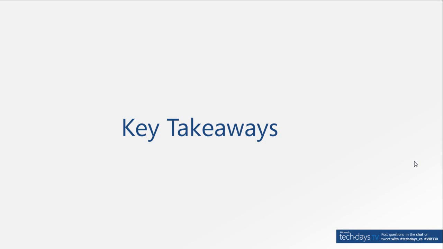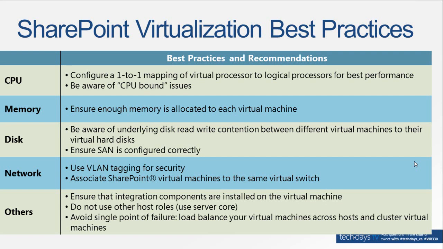So, your key takeaways for this particular session. Very, very straightforward. On the best practices and recommendations for virtualizing SharePoint, when you create your virtual machines, configure a one-to-one mapping between virtual processors and physical processors just to make sure that you've got the best overall performance. Allocate a sufficient amount of memory to each VM based upon its requirements.